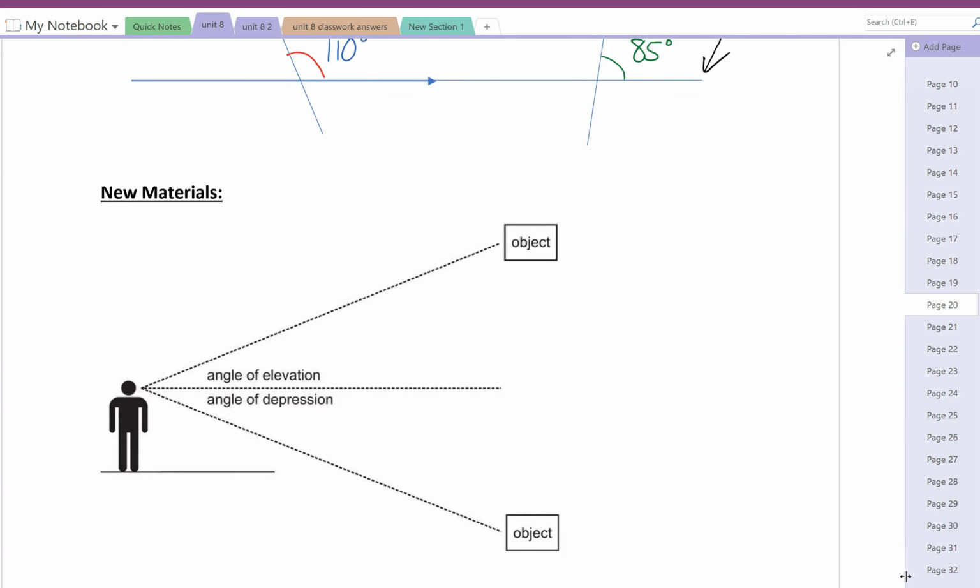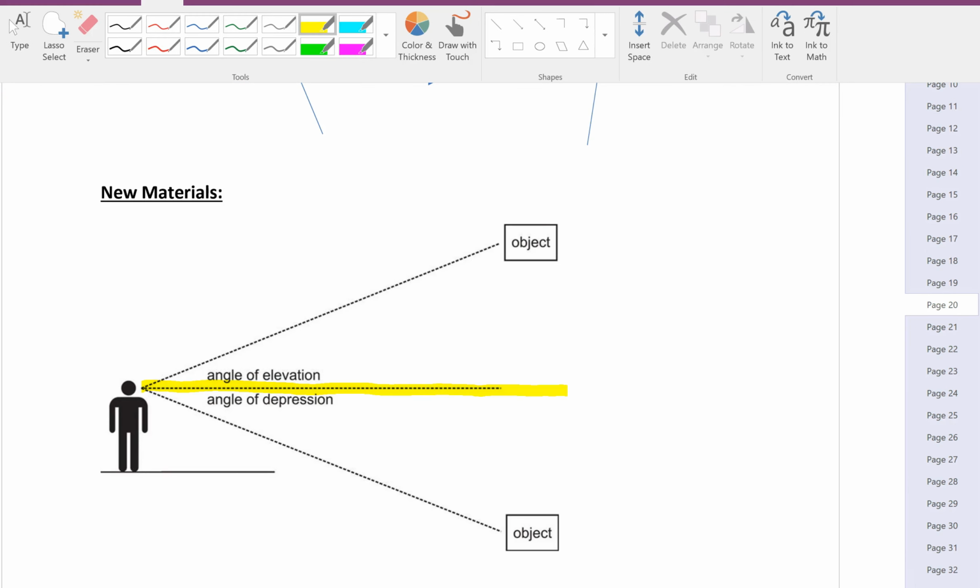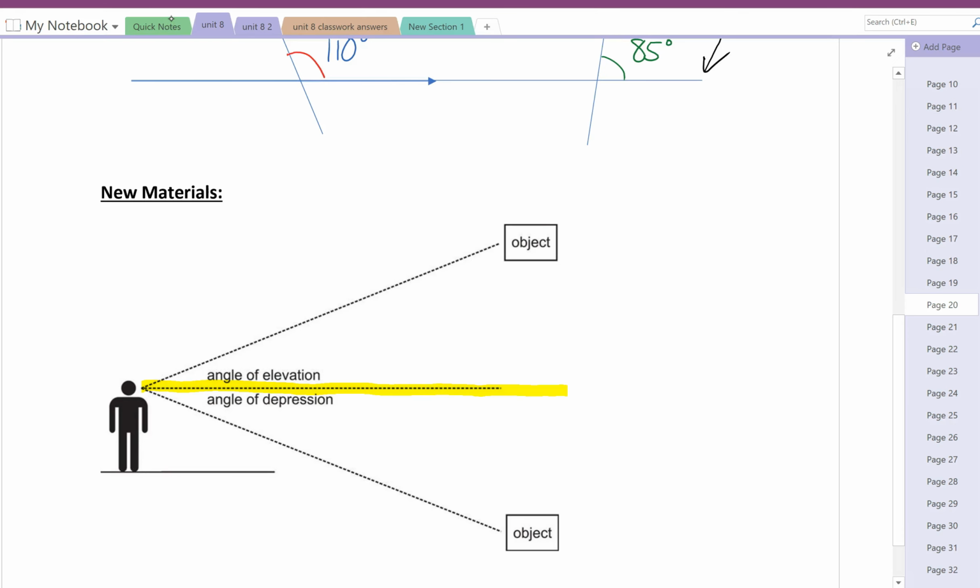Okay, the new stuff. What are angles of elevation and angles of depression? Well, just imagine yourself standing on a flat surface somewhere, and if you just looked straight ahead, that's kind of your line of sight, right? If you just look straight ahead at whatever's directly in front of you.